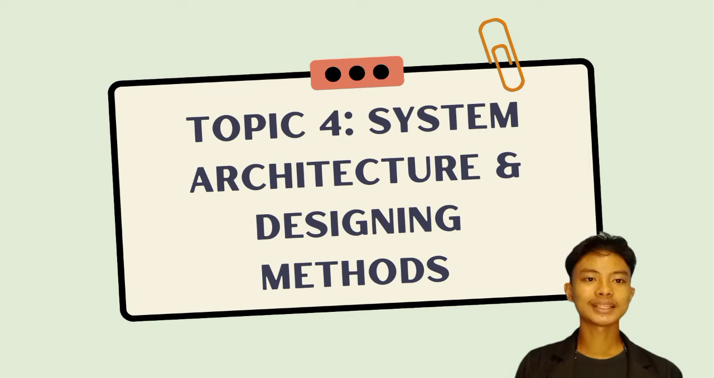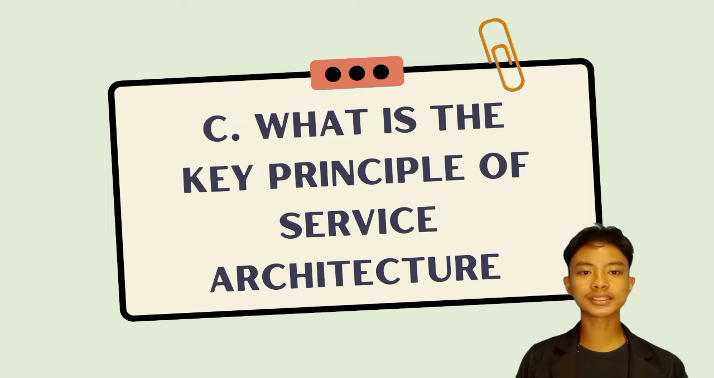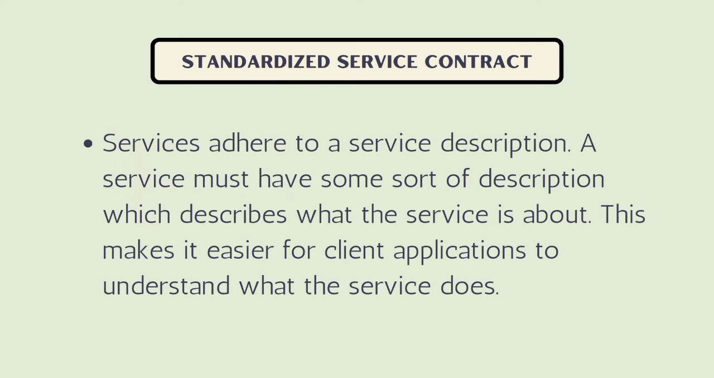The topic is system architecture and designing methods. Subtopic 1, service-oriented architecture. First, what is the key principle of service architecture? Standardized service contract. Services adhere to a service description. A service must have some sort of description, which describes what the service is about. This makes it easier for client applications to understand what the service does.